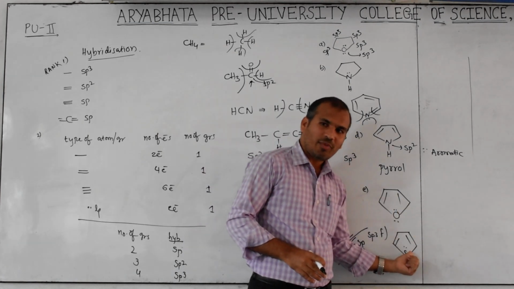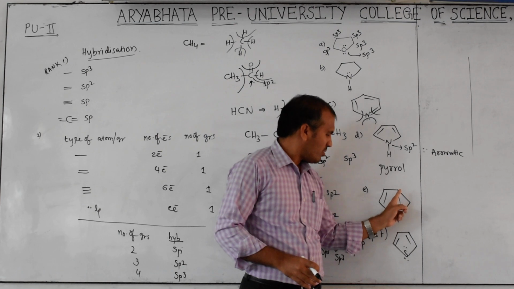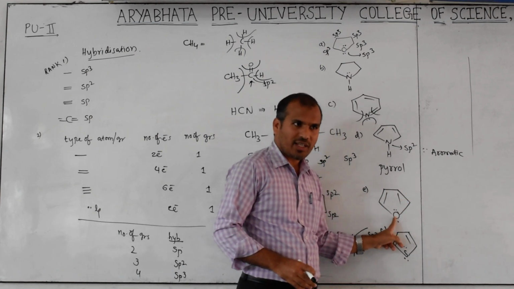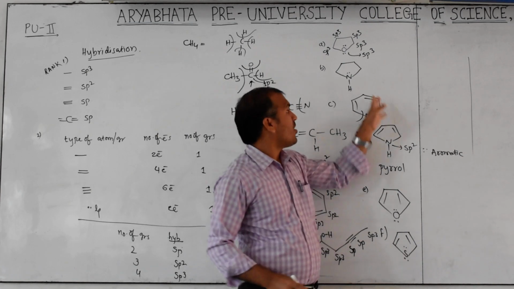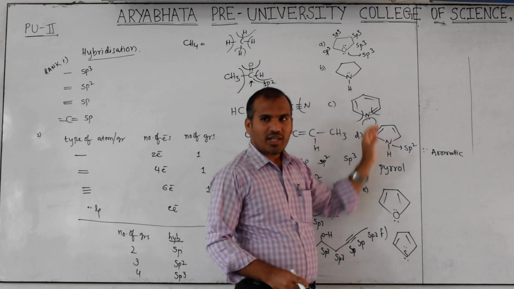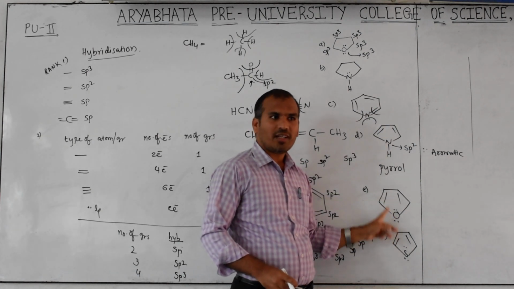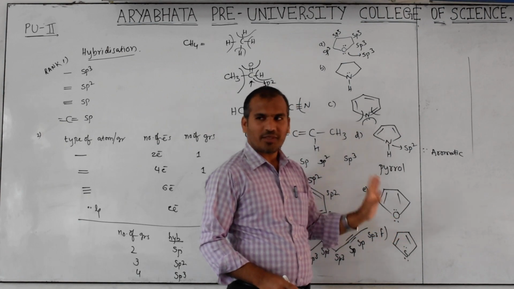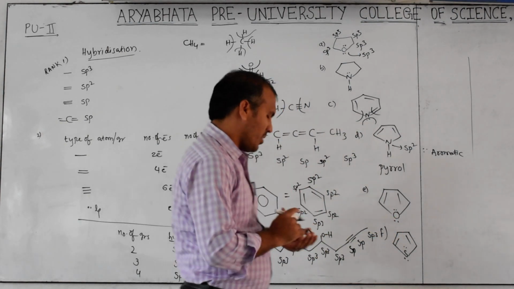So now these two are aromatic. Then these are sp2, sp2, sp2, sp2. This is also sp2. It looks like it is sp3, but it is not. These are not aromatic, that's why here we answer sp3. But these are aromatic, therefore every atom except hydrogen is sp2. Note that.